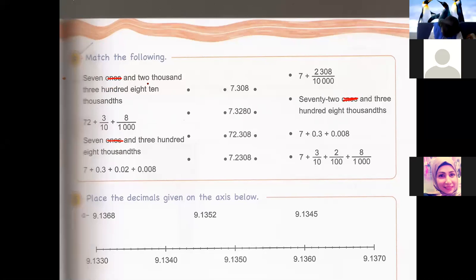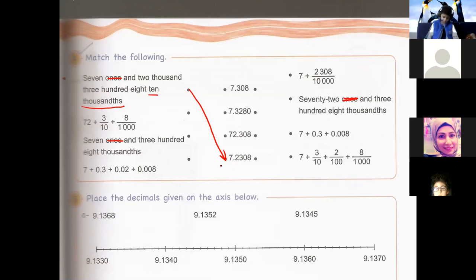Yalla Adam. 7 and 2,308 over 10,000. Which one is the correct choice? The last one. 7.2308. Bravo. So 10,000 at the end means that there are 4 digits in the decimal part. Which digits will we write? We will write 2,308. So the last one is the correct choice.